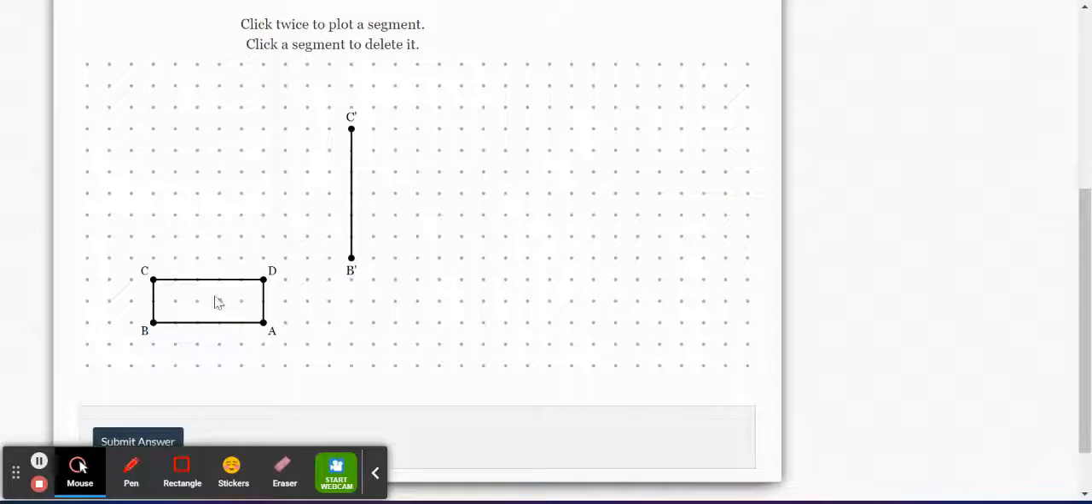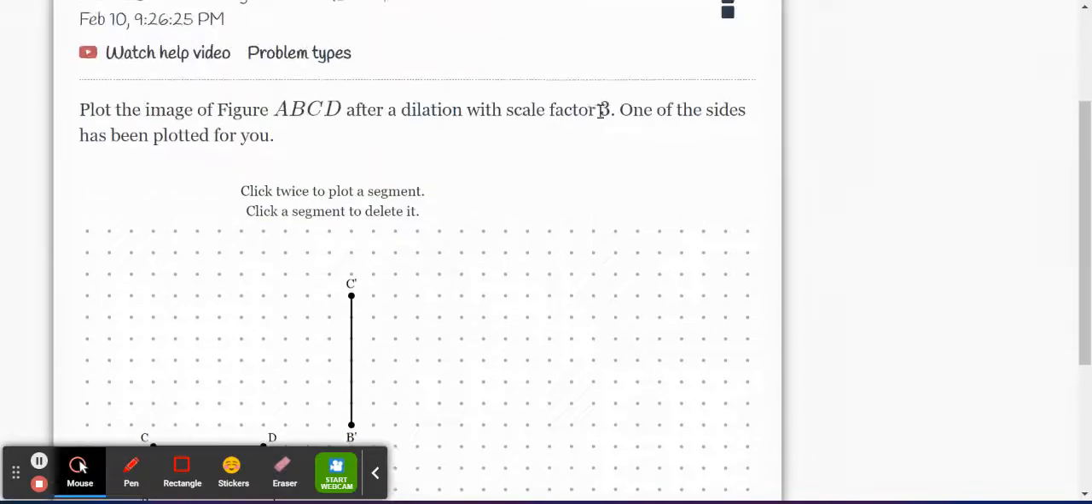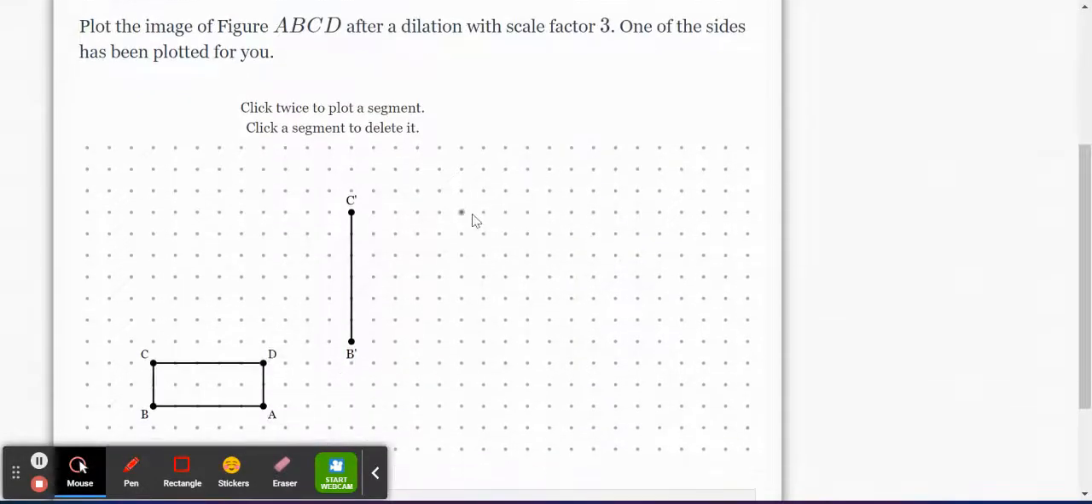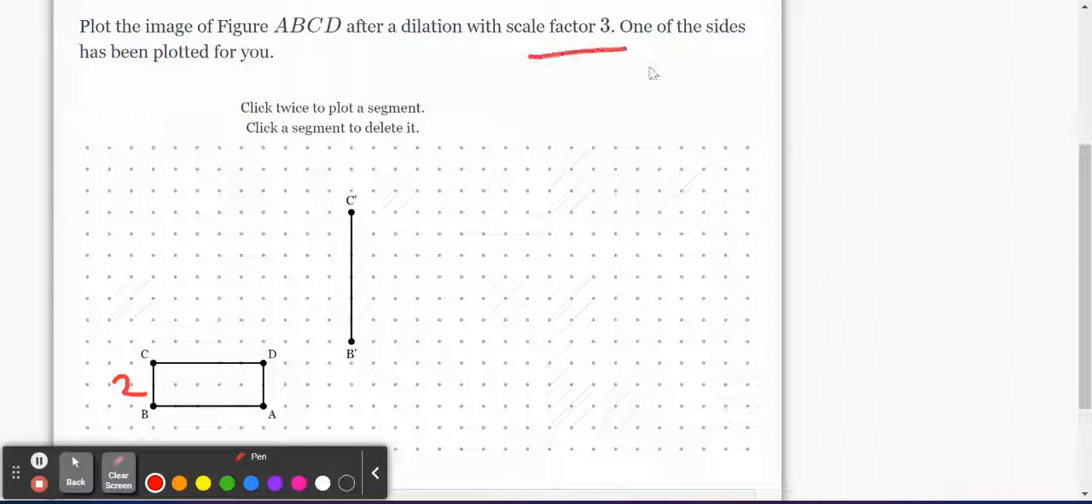So if I take a look, I'm going to dilate this figure right here to make it bigger with a scale factor of 3 so that I get a bigger rectangle. I measure just to double check: CB is 2, right? So this is 2. That means if I multiply by a scale factor of 3, this should be 6. And it is: 1, 2, 3, 4, 5, 6. So basically, I have to multiply each side by 3 in order to get my dilated figure.